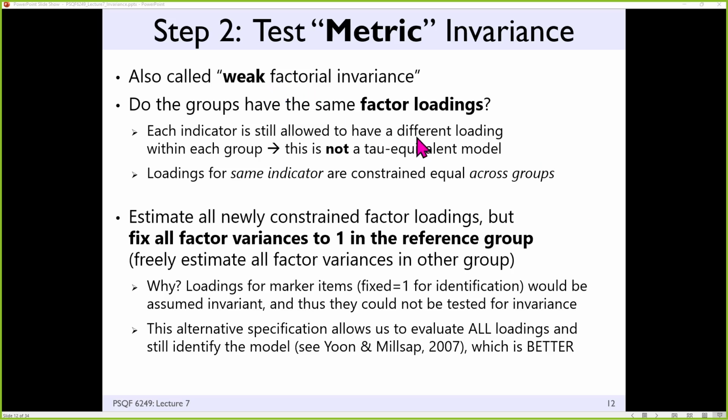But the first question then is whether or not the loadings are the same across groups. So whether the extent to which the item discriminates across people is the same across groups. So this is not a tau equivalent model. It's not that I'm saying all items are equally discriminating. I'm saying that item 1 is as discriminating in group 1 as it is in group 2. So item 1 is as good at measuring the factor in group 1 as it is in group 2.